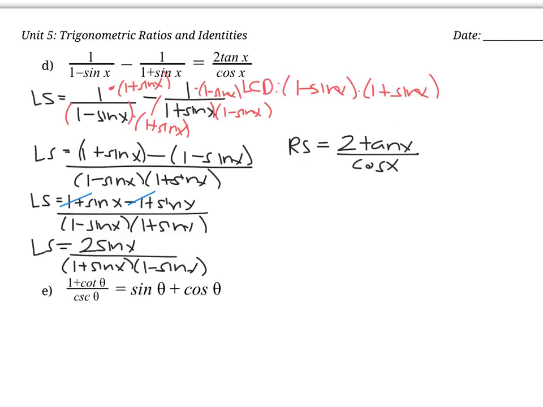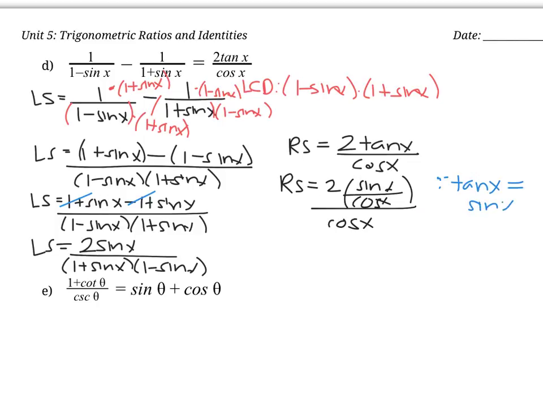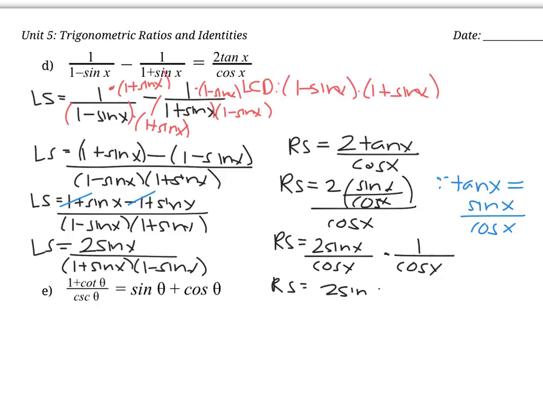So why don't we change this tan x to sine over cos. Our right side is going to equal 2, instead of tan x, I can write sine x over cos x, all divided by cos x. And we can make this substitution since tan x is equal to sine x over cos x. Okay, continuing to simplify, our right side is going to equal 2 sine x all over cos x divided by cos x, which is the same thing as multiplying by 1 over cos. So our final step would be to multiply these two fractions. So we have 2 sine x all over cos squared x.